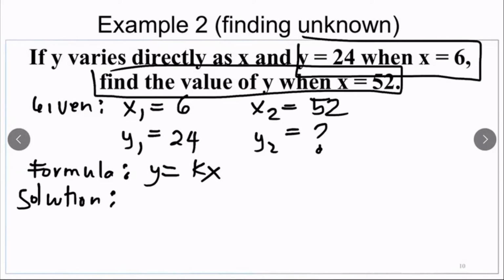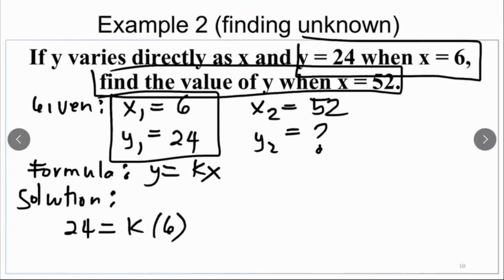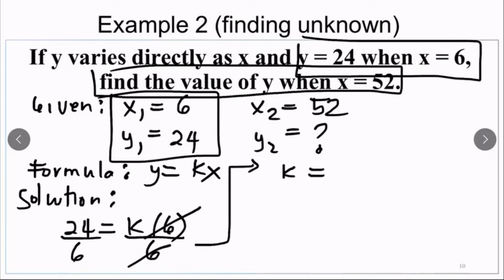Substituting the initial value of our x sub 1 and y sub 1, we have y, which is 24, equals k multiplied by x, which is 6. Since our goal is to identify the value of k, we need to remove 6 beside k. So 6 divided by 6, it will become k only, equals 24 divided by 6, which is 4. Therefore, our k value will become 4.